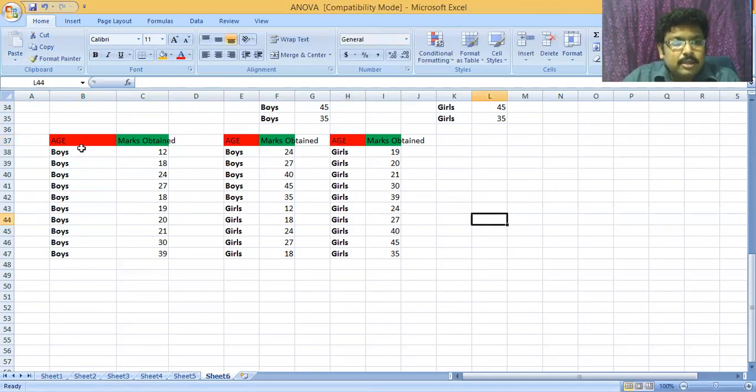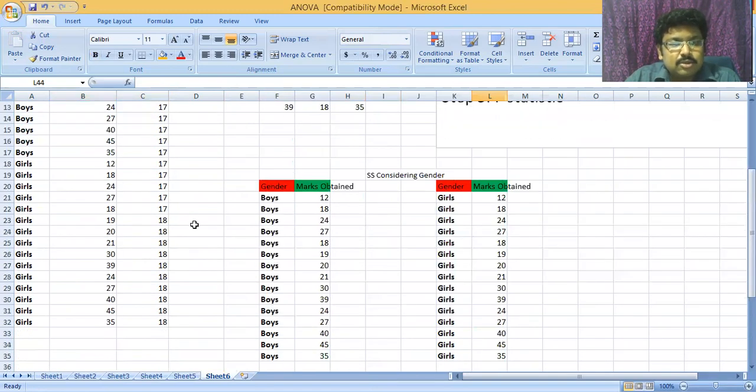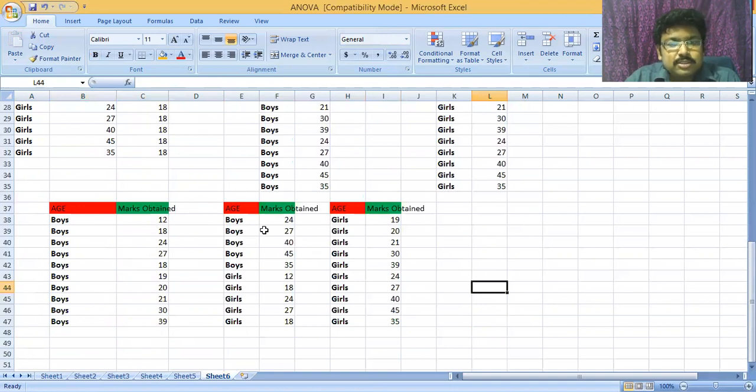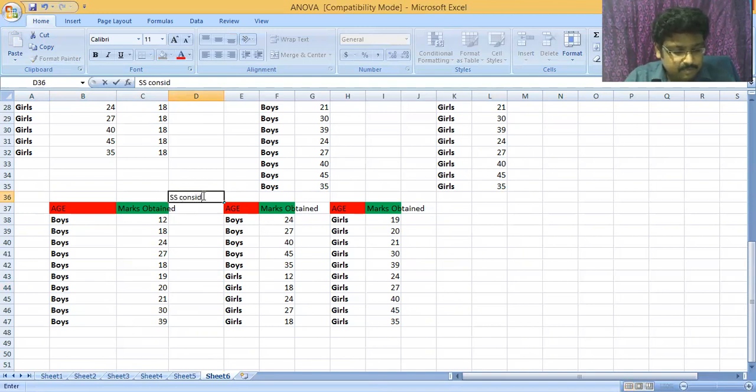So it is 16 years old students, 17 years old students obtained mark, and 18 years old students obtained mark. Okay. So this is the sum of square considering the a. Okay. Sum of square considering a. Clear?